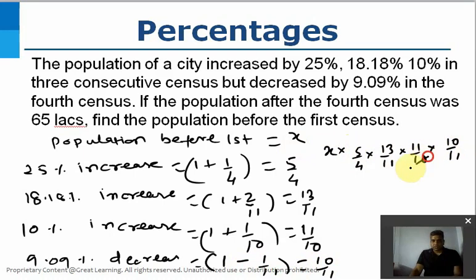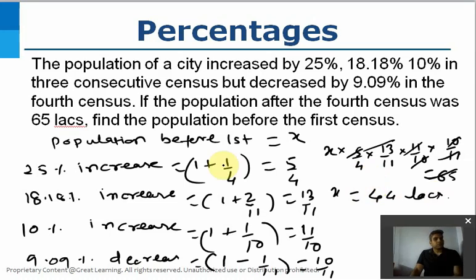Right? So the 10 gets cut, the 11 gets cut. So my value, and this is nothing but 65 lakh. This is 13 by 4, so if we cancel, x comes out to be 20 lakh. So the x we started with is nothing but 20 lakhs.